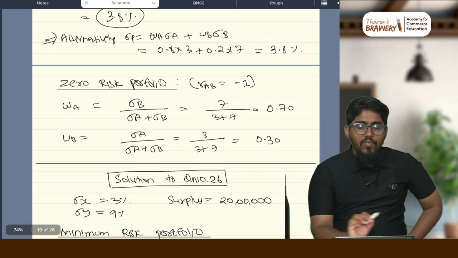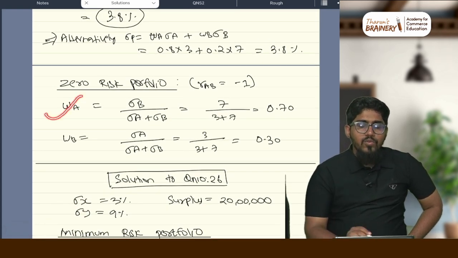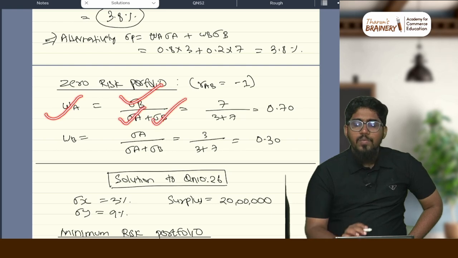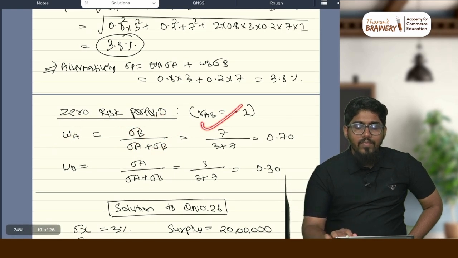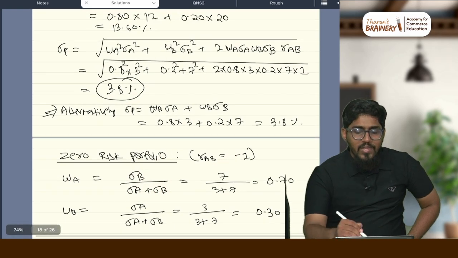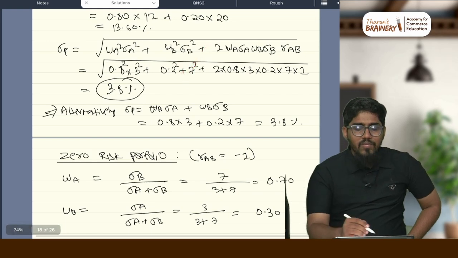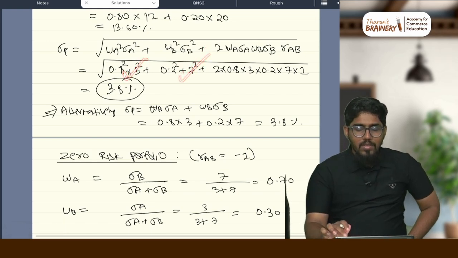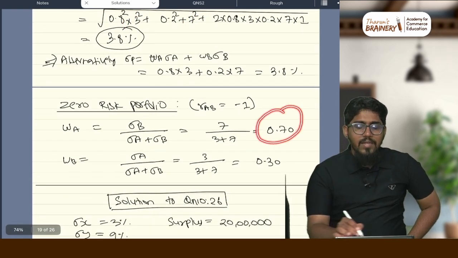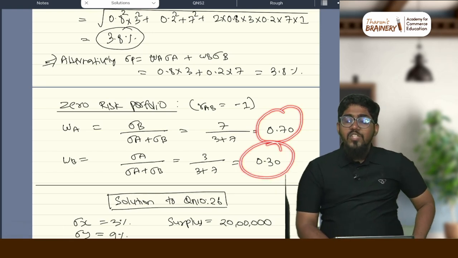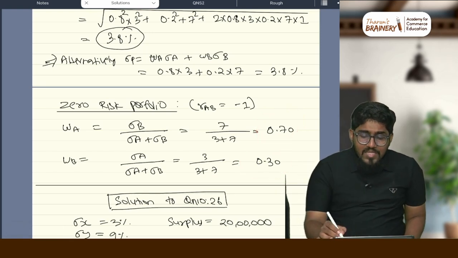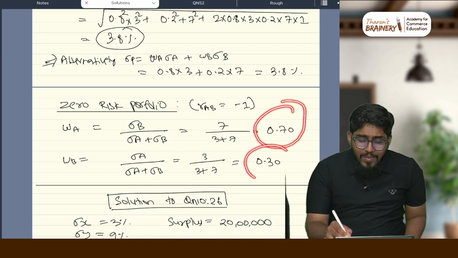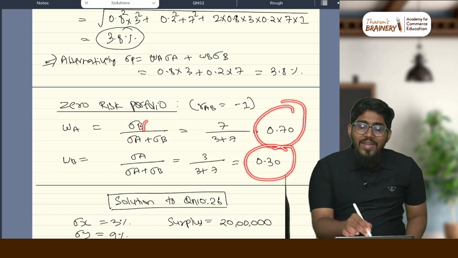What is the 0 risk portfolio? Weight of A is equal to standard deviation of B divided by standard deviation of A plus B. So what is standard deviation of B? 7. I've already calculated, it was already given. Standard deviation of B is 7. Standard deviation of A plus B, 3 plus 7. So 7 by 10, 70% and B 30%, which means if I put 70% of A and 30% of B, my risk is 0.